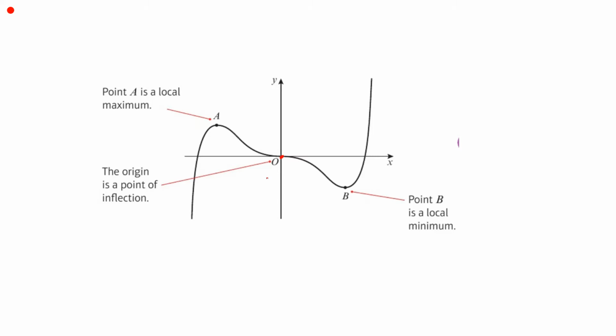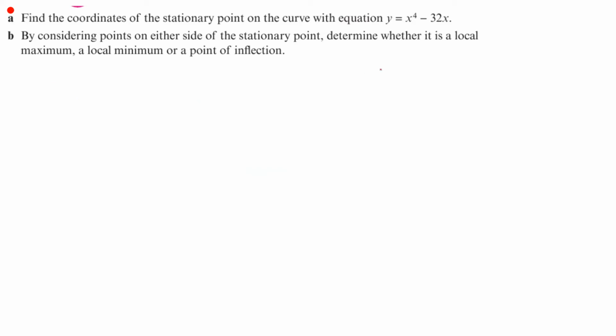So let's look at this question here. It says find the coordinates of the stationary points on the curve. Done this in Pure 1. By considering the points on either side of the stationary point, determine whether it's a local maximum or a local minimum. Okay. So let's look at this question. So first thing is you always differentiate.